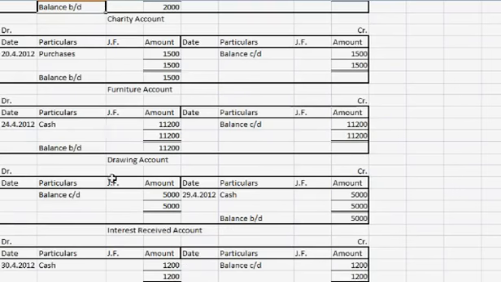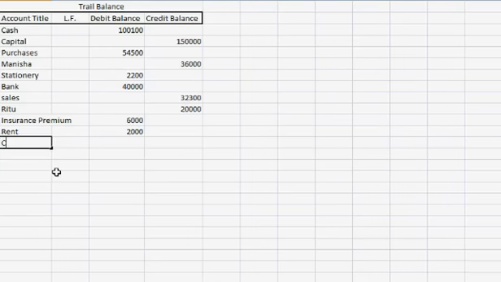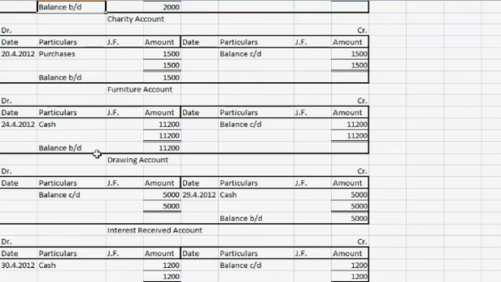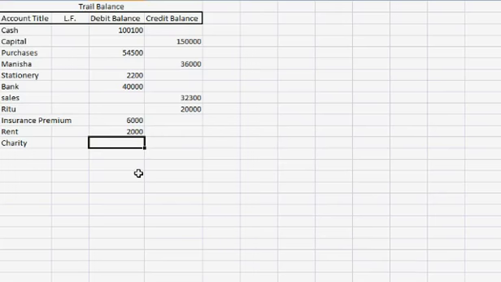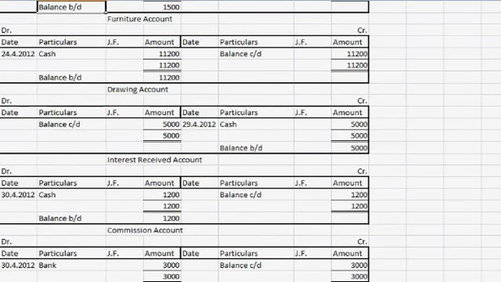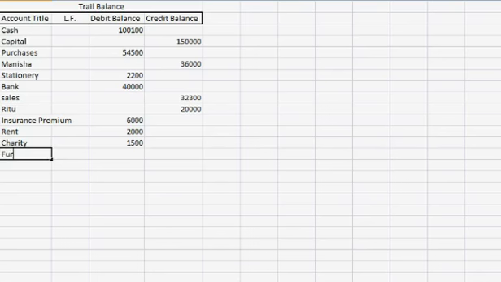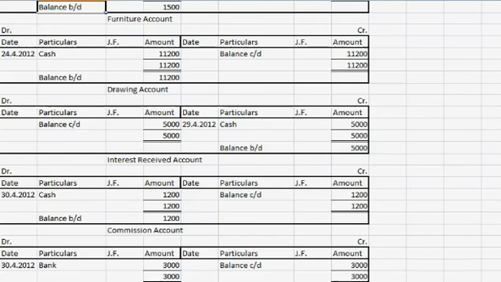Now the charity account, we mention charity. On the debit side we have 1,500 balance. Next account is furniture. The amount is 11,200 on the debit side.